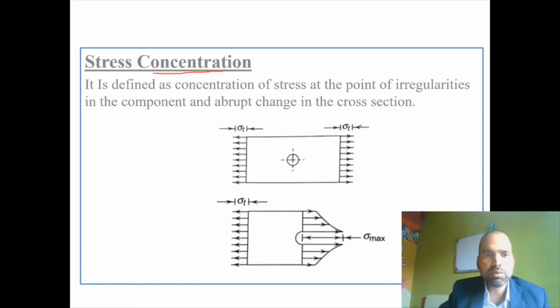Now, what is meant by discontinuity or irregularities? That means a hole is created in the rectangular cross section, and wherever a hole is created, at that point a stress is getting concentrated, or the maximum stress is getting created at that point. So stress concentration means the stress at the point of irregularities or discontinuities in the component and abrupt changes in the cross section. Whenever there is a concentration of the stress at the discontinuities, irregularities, or abrupt change in the cross section, it's called stress concentration.